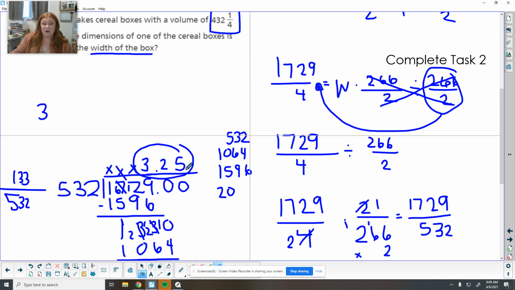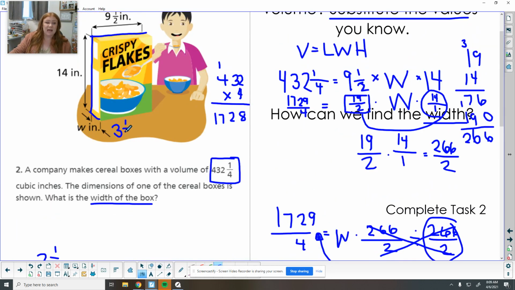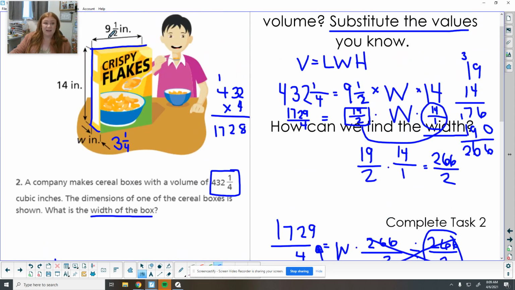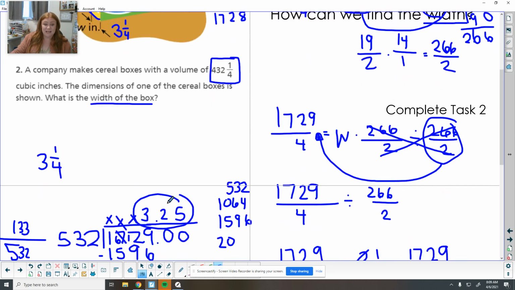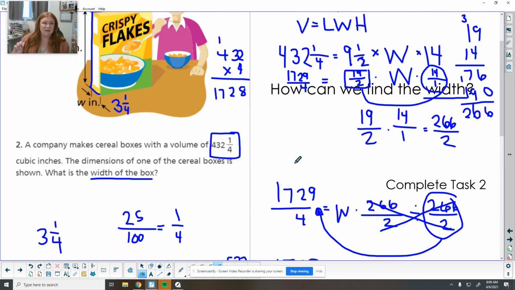I know when I have a quarter, that's 1 out of 4. So the width here is 3 1/4. So since it gave it in fractions, we want to give it back in fractions. We can use that decimal though, right? 25 out of 100, because this is in the hundredths place, equals 1/4. 1/4 is 1/4. So let's just recap that problem there.